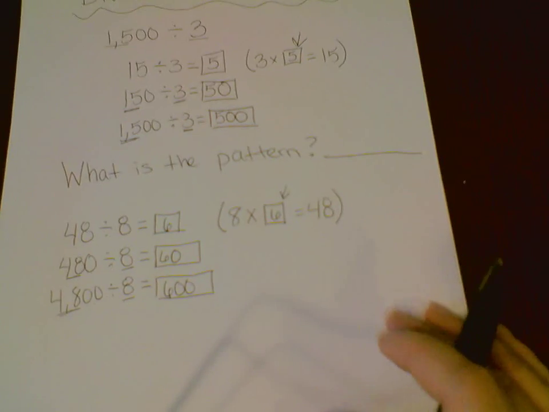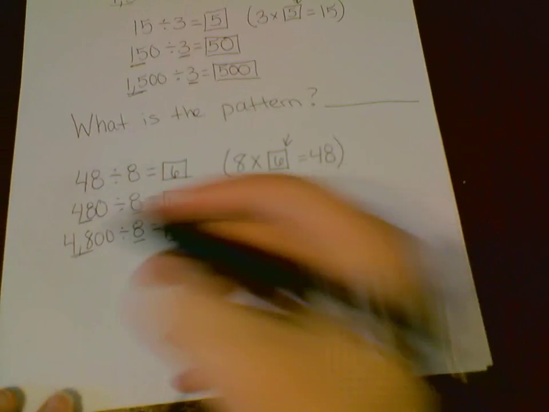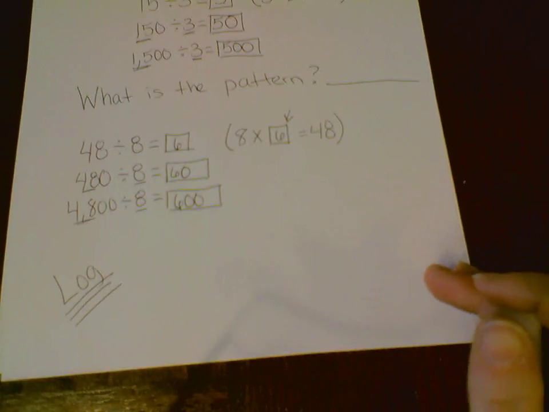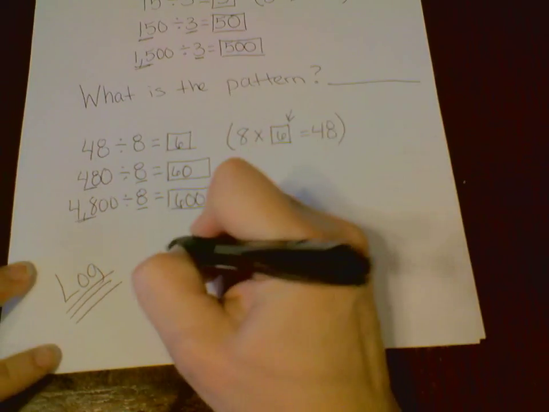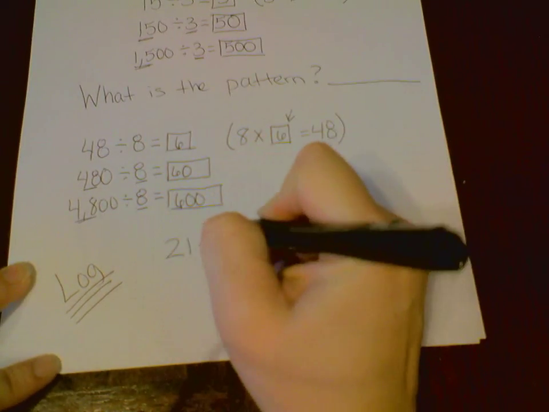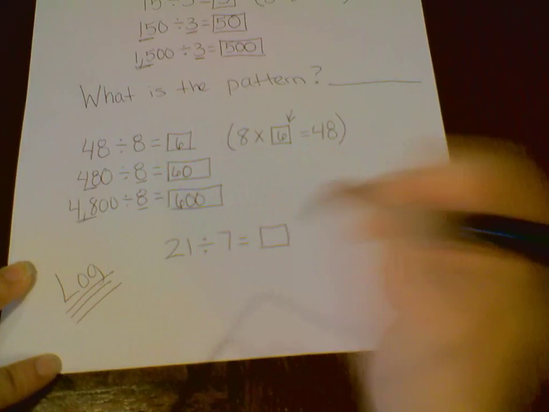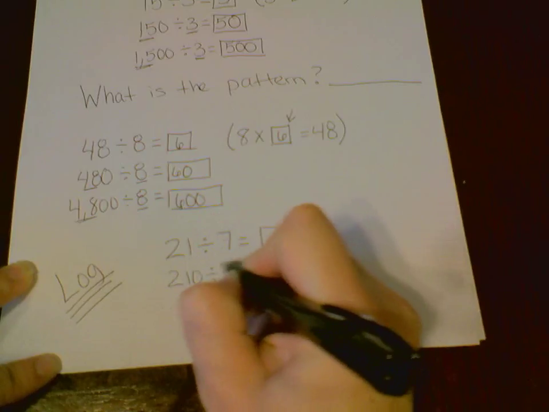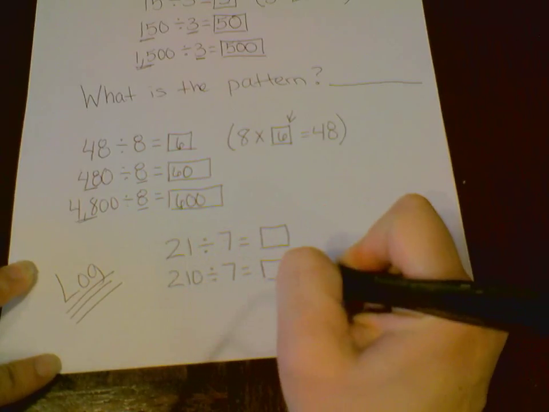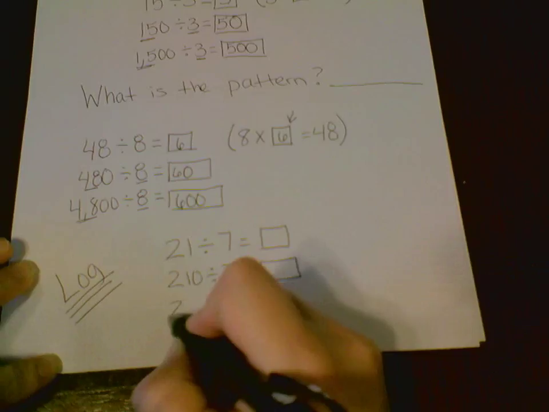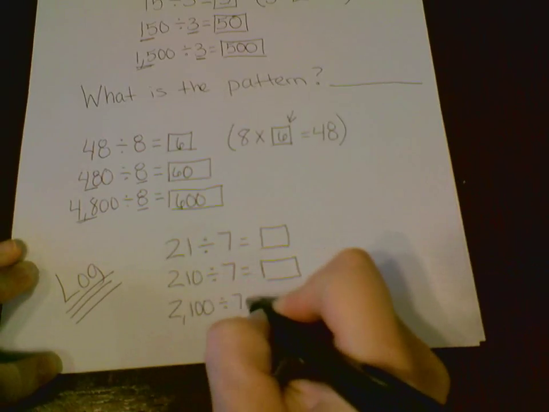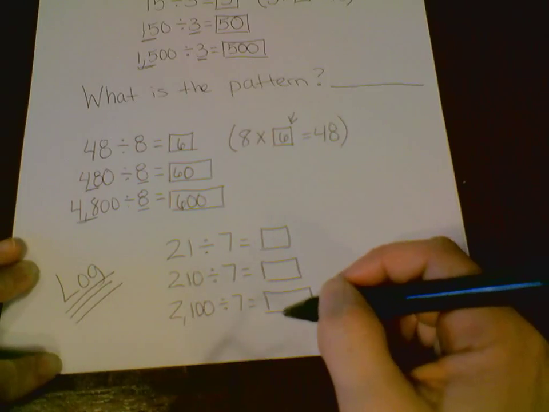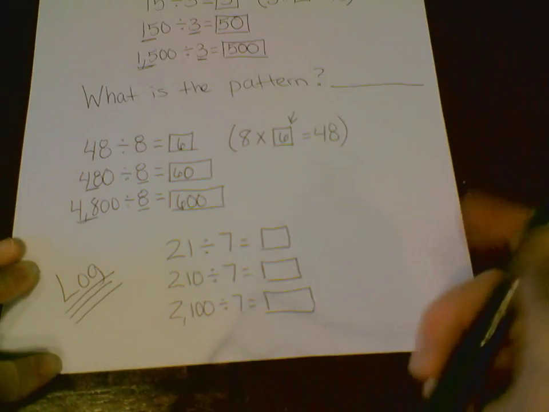Okay, so I'm going to have you give it a try, and this is the one that you can do on your log, okay? So here are the problems I want you to solve in your log tonight. 21 divided by 7 equals what? Which then would be 210 divided by 7 equals what? And finally, 2,100 divided by 7 equals what? Okay? All right, so those are your 3 problems to put on your log, please. You can solve them in your notebook, but I'm really looking for them on your log.